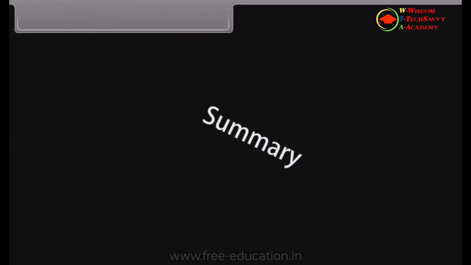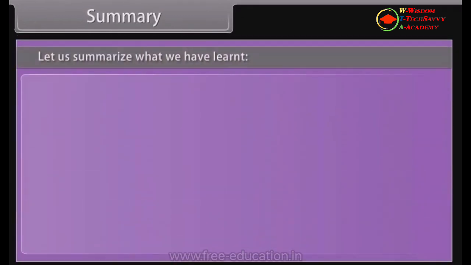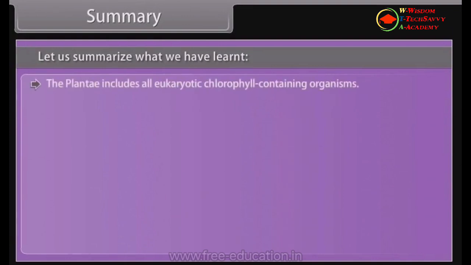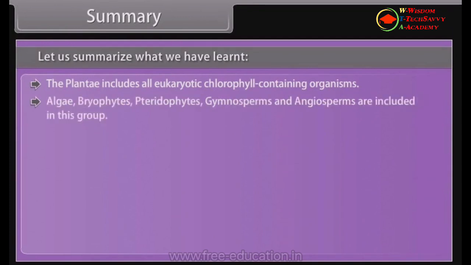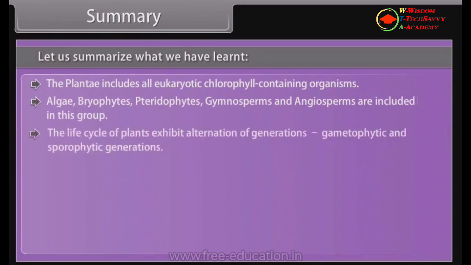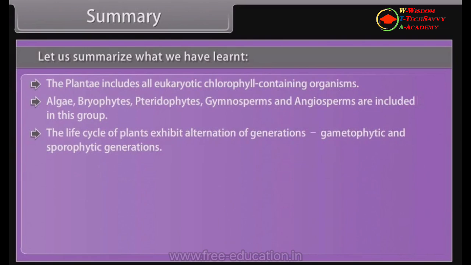Summary. Let us summarize what we have learned. The Plantae includes all eukaryotic chlorophyll containing organisms. Algae, bryophytes, pteridophytes, gymnosperms and angiosperms are included in this group. The life cycle of plants exhibits alternation of generations, gametophytic and sporophytic generations.